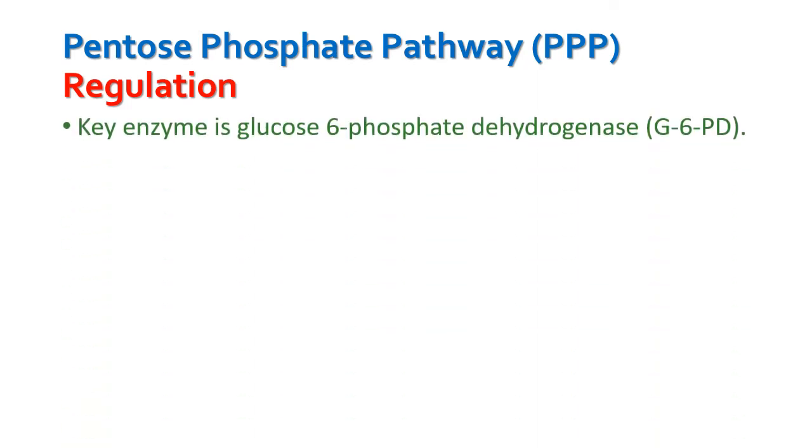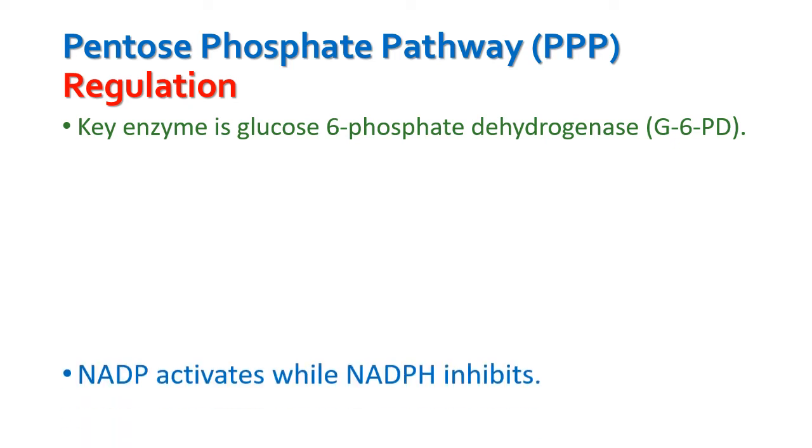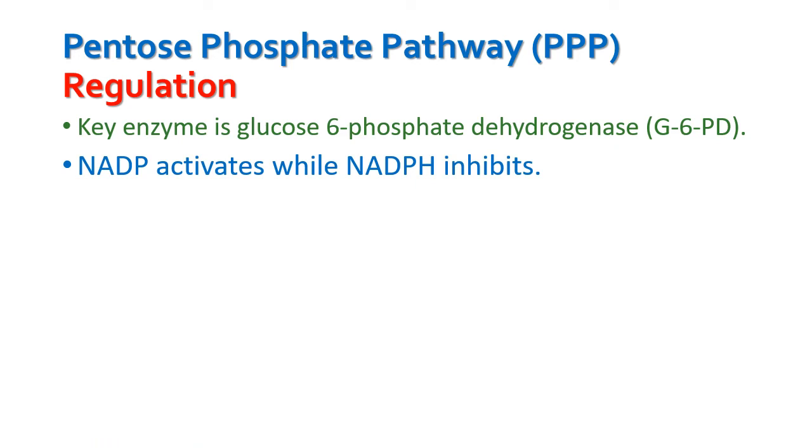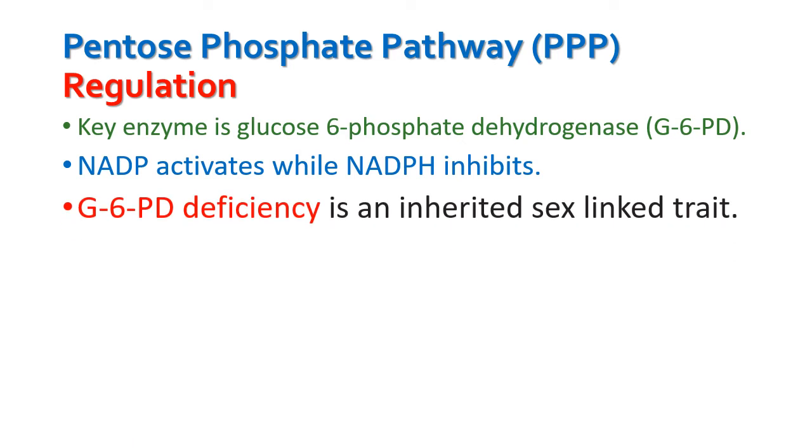Regulation of pentose phosphate pathway. The key enzyme in pentose phosphate pathway is glucose 6-phosphate dehydrogenase. NADP activates this enzyme while NADPH inhibits the enzyme. So the deficiency of glucose 6-phosphate dehydrogenase is an inherited sex-linked trait. Although the deficiency occurs in all the cells of the affected individual, it is more severe in RBC.